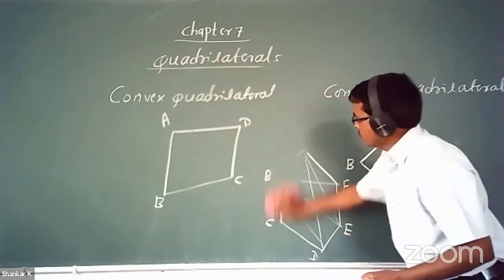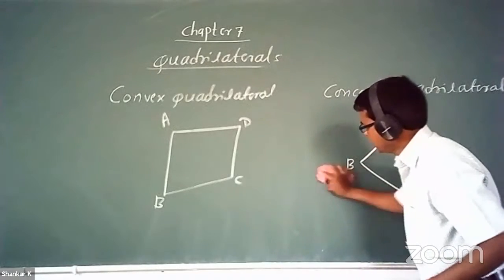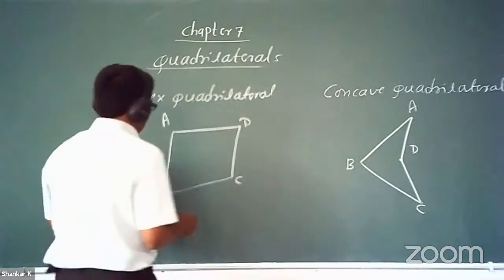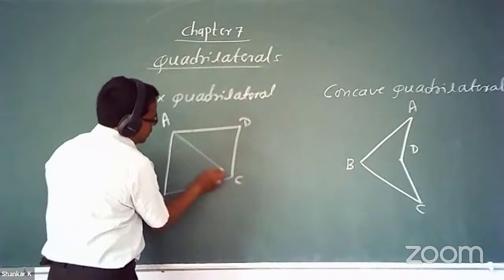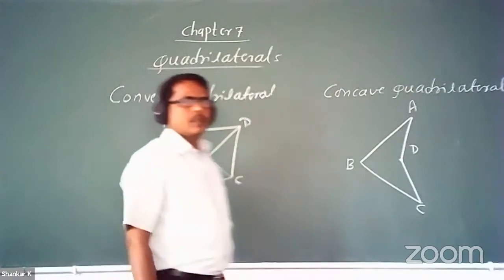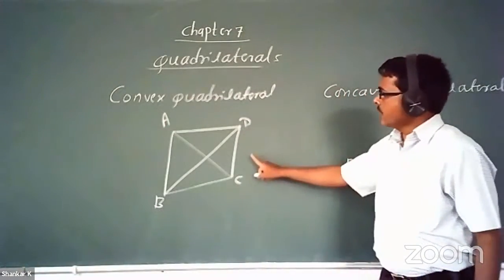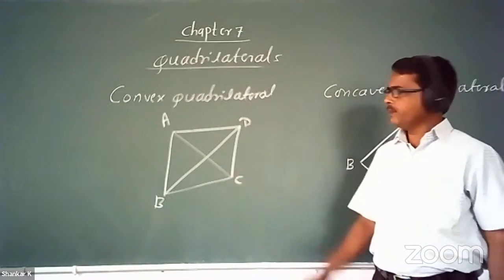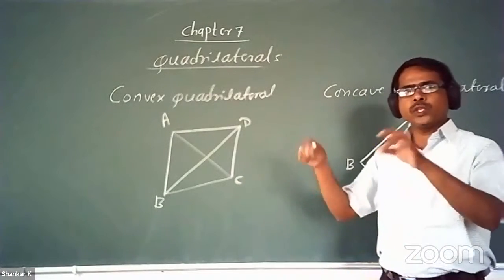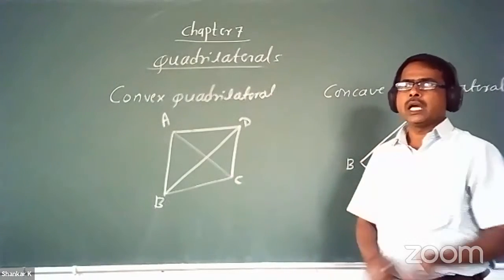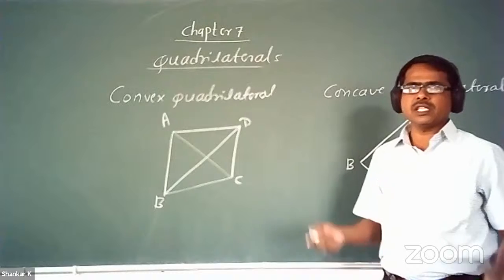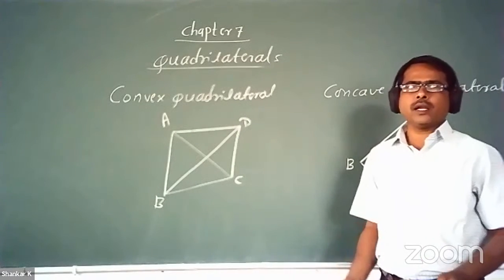Now, in this one, we shall see which is a convex and which is a concave quadrilateral. Here, draw the two diagonals. There are two diagonals. See in this diagram, AC is one diagonal, BD is another diagonal. Both the diagonals are within the quadrilateral. Within means they are in the interior of the quadrilateral. Interior means inside. Exterior means outside.